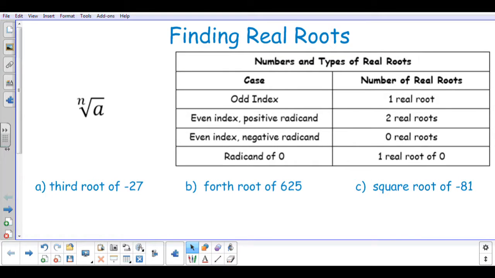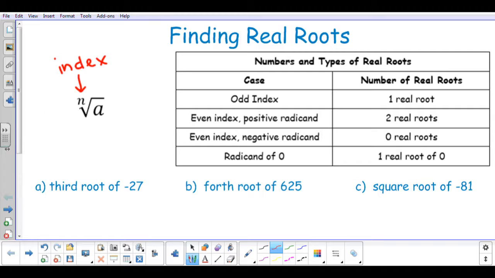When finding real roots of a function, it is all dependent on the index. So over here on the left, we have a diagram of a root. The index is the little n. What that index tells us is what type of root we're going to be taking. Now in a square root, we never see a value here. A square root always assumes that the index is 2, it's just not visible.